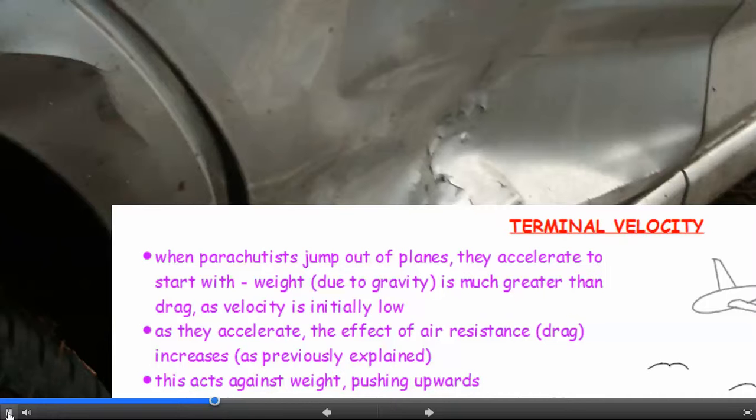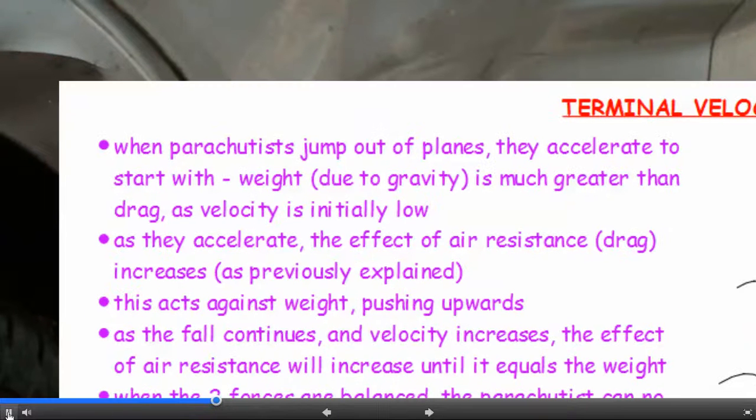Now, when they jump out of planes, they accelerate to start with because their weight, due to gravity, is much greater than drag, because their velocity is initially low when they jump out. But as they accelerate, the effective air resistance, or drag, increases, as we explained a minute ago. And this acts against weight, pushing upwards.